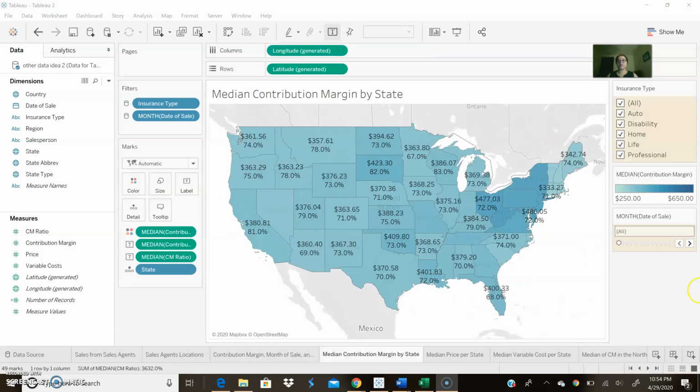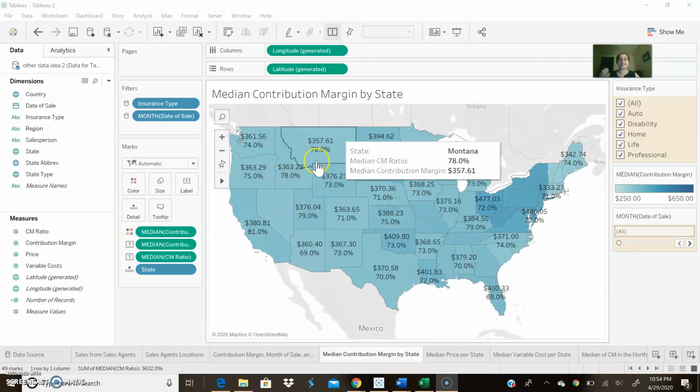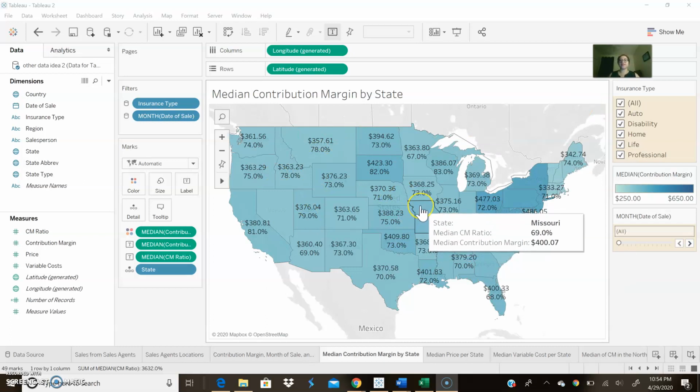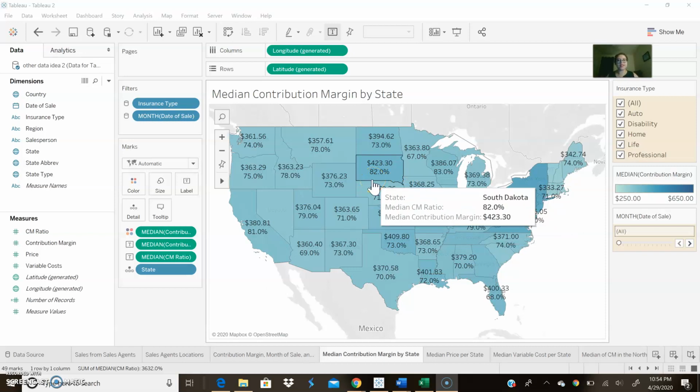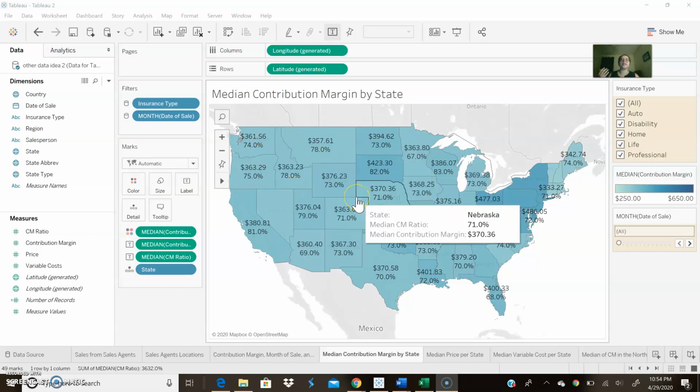Okay, so my next worksheet is the median contribution margin by state. Why did I use median? So I took a quick look at the prices of the insurance. I found that there was a wide range of prices, and I knew that if I were to use average, my prices would have been skewed. So using median would help me find the perfect midpoint price that we can use as a starting point or a guide. I have my map once again.